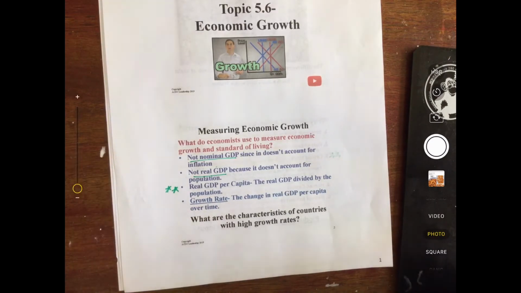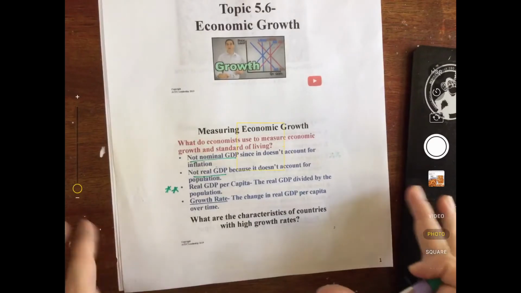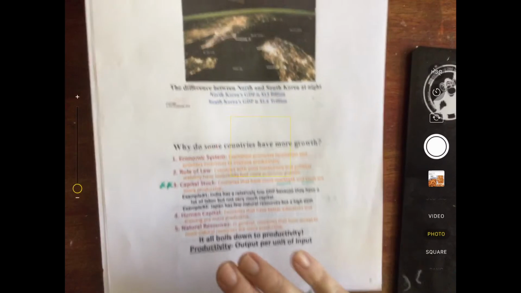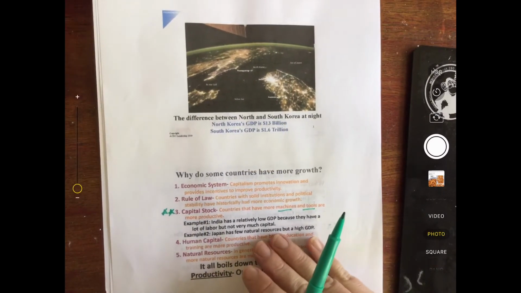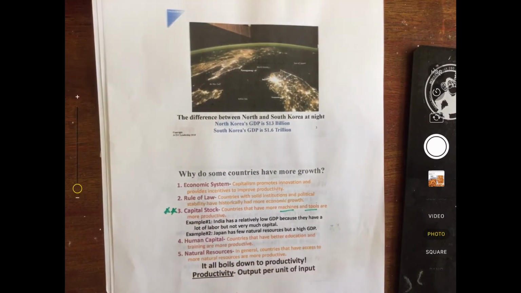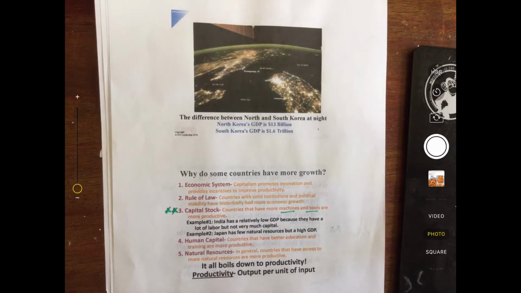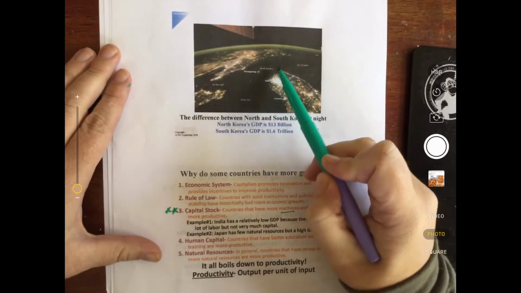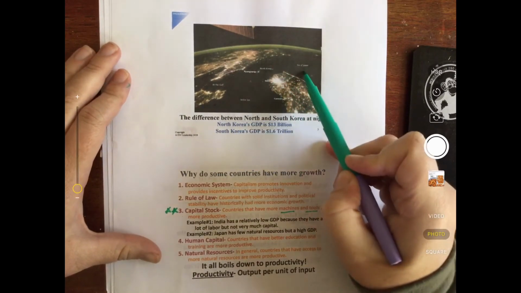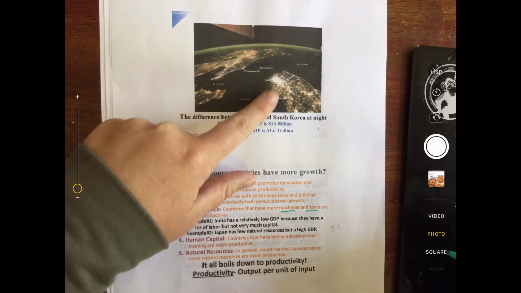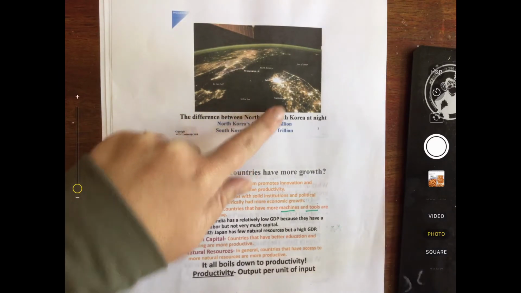Well, let's take a look at some of the characteristics of countries with high growth rates. What makes them have a high growth rate? First, let's look at this picture. You've probably seen something like this before, but here is a picture of North Korea, South Korea, and surrounding countries at night. Well, it's interesting because North Korea actually looks like part of the Sea of Japan, even though it is a country, right? Versus, look how bright South Korea is.